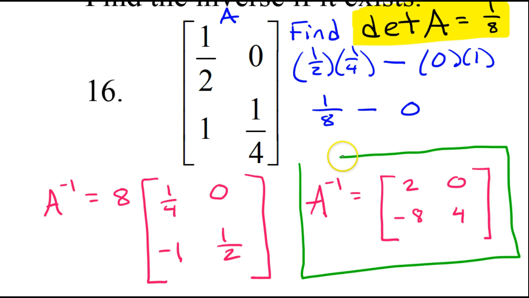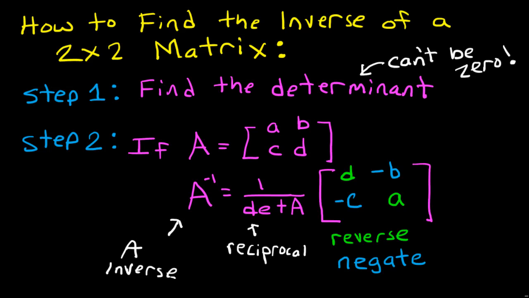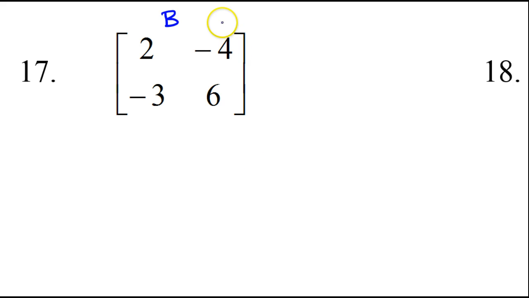Alright, this is the final answer. Let's do a couple more examples. So again, let's call this matrix B this time. I want to find the inverse of matrix B. But finding the inverse has two steps. First you find the determinant, then the inverse will be the reciprocal of the determinant times the reverse negate matrix. Okay, so step 1 is to find the determinant of matrix B. So let's do that.